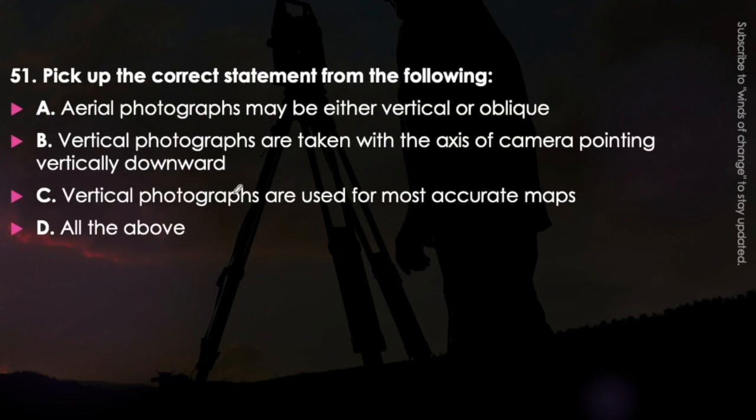Okay, next question. Pick up the correct statement from the following. Aerial photographs may be either vertical or oblique. Vertical photographs are taken with the axis of the camera pointing vertically downward, or vertical photographs are used for most accurate maps, or all of the above. Just think about it. Which are the correct statements here? The answer will be option D, that is all of the above. In this, the statements are aerial photographs may be either vertical or oblique, which we have already seen in previous questions. Vertical photographs are taken with the axis of the camera pointing vertically downward. Okay, then only the vertical photograph can be obtained, and vertical photographs are used for most accurate maps.